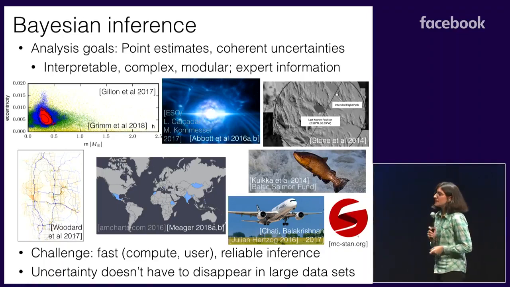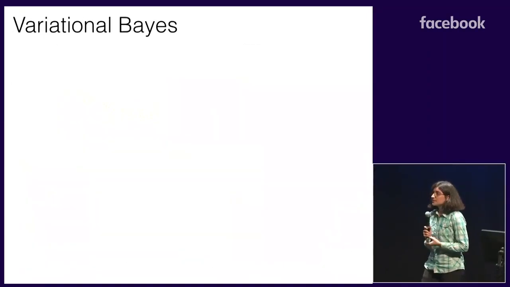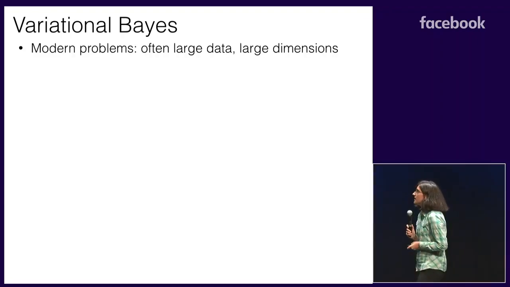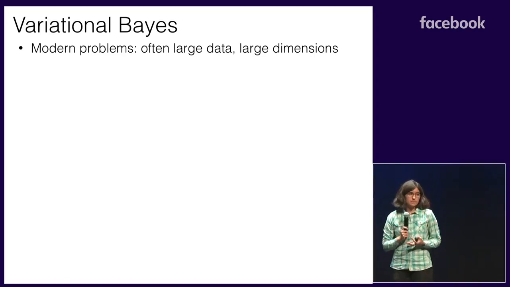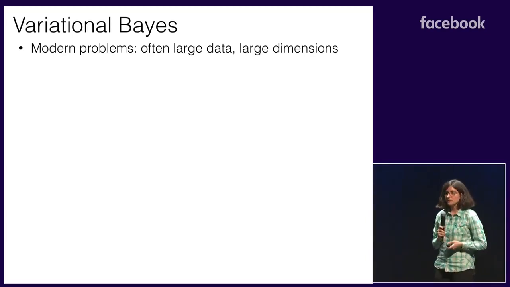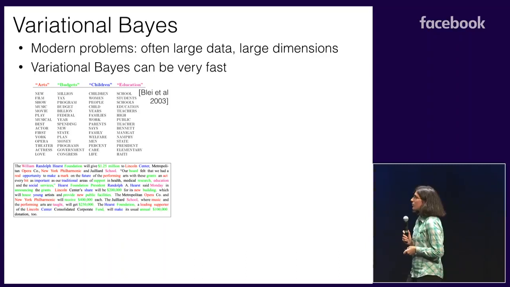Well, certainly something that people have increasingly been turning to over the past few years is variational Bayes. Why are they turning to variational Bayes? Well, it seems like it's addressing these modern problems, these problems with a large amount of data and a large size in the problem, something like a large dimensional problem. And in particular, it seems like it can do this very quickly.